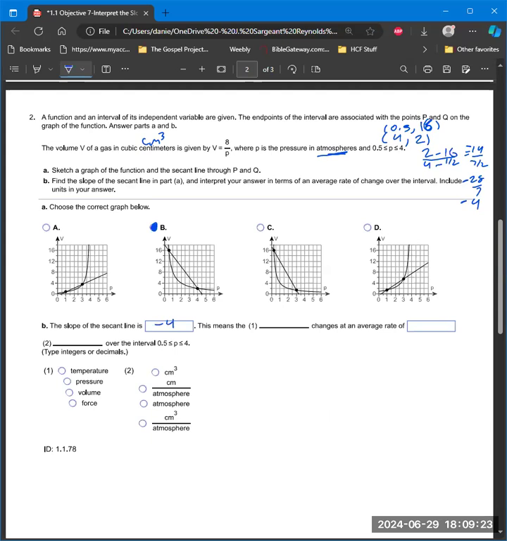This means the volume changes at a rate of -4 cubic centimeters per atmosphere. So the volume changes cubic centimeters per atmosphere.